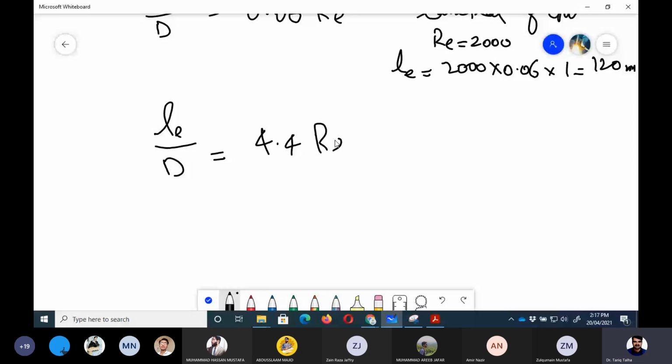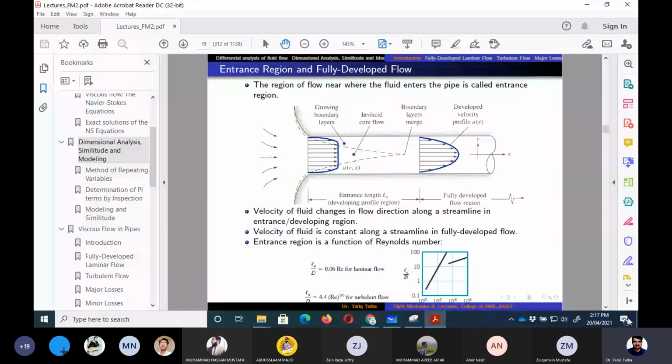Now the entrance length doesn't depend linearly, but it depends on the Reynolds number raised to the power 1/6. So it is not a very strong function of Reynolds number. That can also be seen here. This is the plot of LE upon D against the Reynolds number. In the laminar region, you can see a very linear slope, which means that there is a linear relation between Reynolds number and LE upon D.